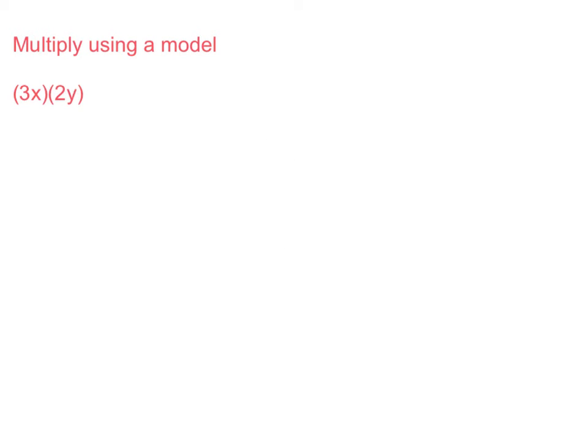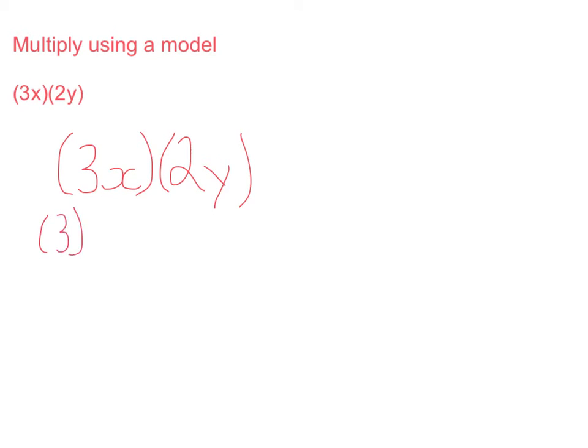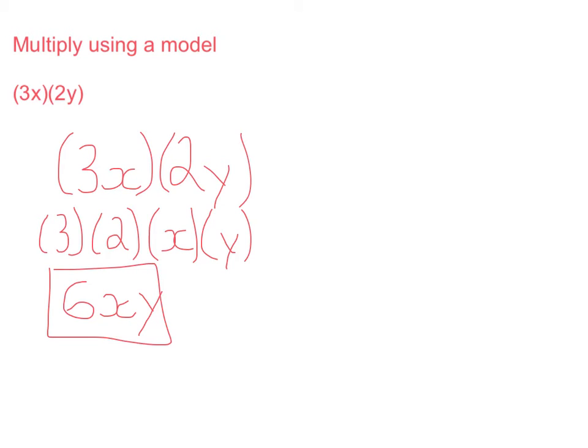Alright, so we've got another problem here. Now we're going to take a look at multiplying it algebraically. So we have 3x times 2y. So algebraically, we're going to be multiplying our coefficients together and our variables together. So we're going to have 3 times 2. And we're also going to be multiplying x times y. So 3 times 2 is 6. And x times y is xy. So that would be our answer.